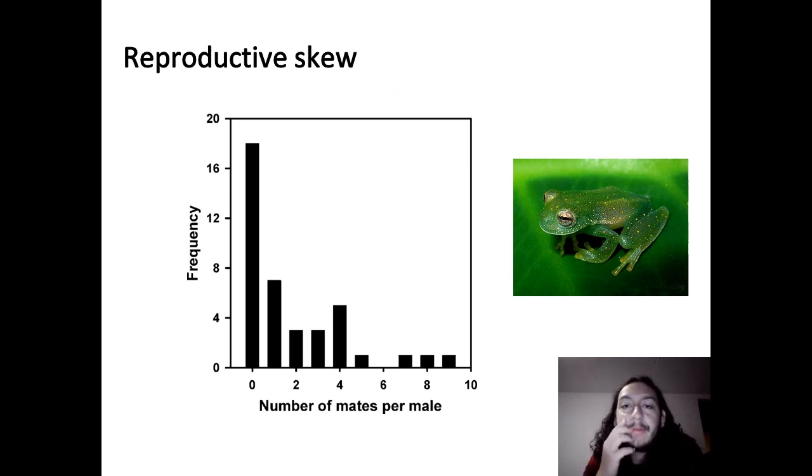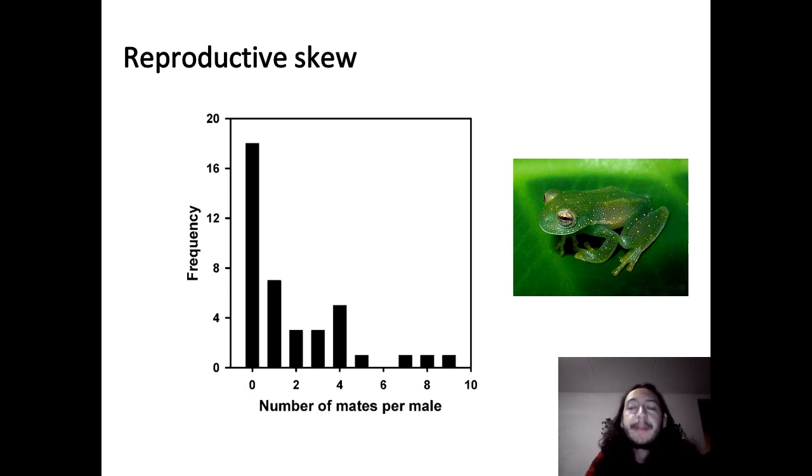And these patterns of non-random mating actually create reproductive skews in animal populations. So this is a study in crystal frogs. I think the genus is Espadarana. And you can see here the frequency of individuals that had different numbers of mates. So, for example, there were very few males that had a lot of mates, but then I would say that almost 50% of the population actually didn't mate at all.